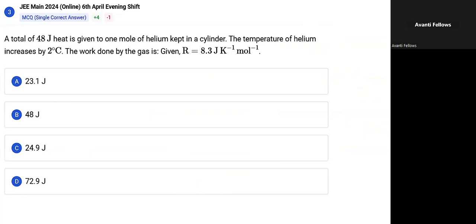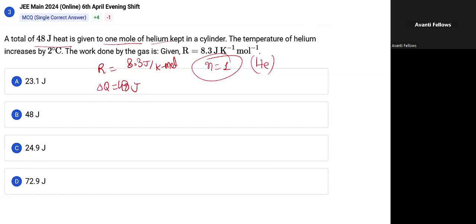A total of 48 joule heat is given to 1 mole of helium kept in a cylinder. The temperature of helium increased by 2 degrees Celsius. Find the work done by the gas, given R equals 8.3 joule per Kelvin per mole. So the value of R is given to you as 8.3 joule per Kelvin mole, and total heat that we have given to the system is 48 joule. And this heat is given to 1 mole of gas, which means n is 1, and this gas is nothing but helium.